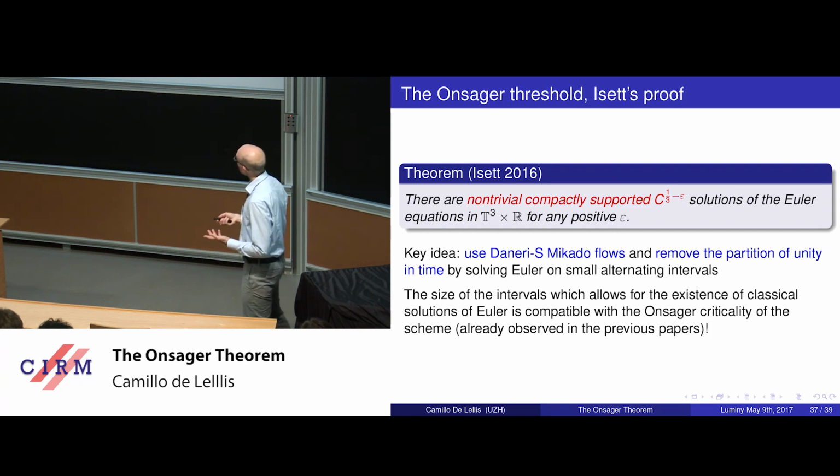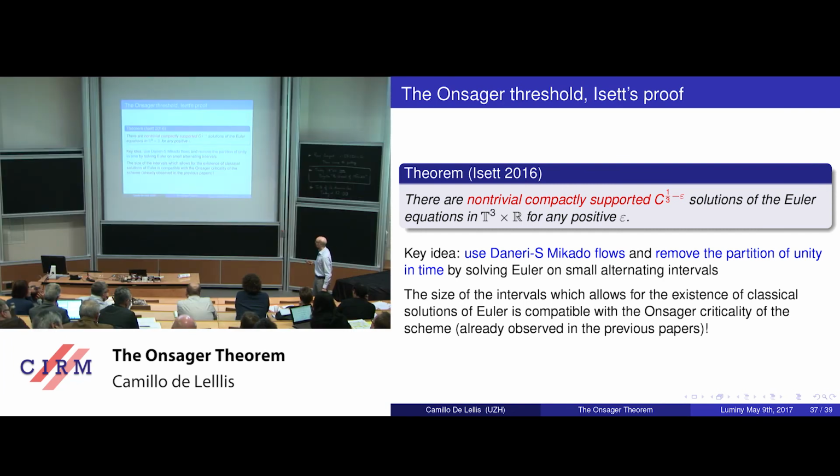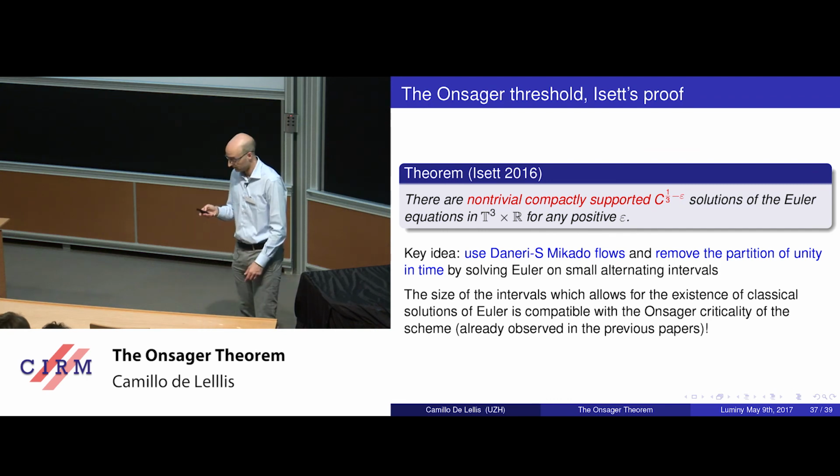And what is actually very nice is that the size of the interval, which is related to the regularity of VQ along the iteration, is exactly compatible with the construction. So the size of the interval which gives you well-posedness of the Euler equation is exactly compatible with the best estimates which lead you to the solution of the Onsager conjecture. And this was noticed previously in the previous papers. It's a remarkable, lucky thing, probably not a coincidence, for which we don't have a deep explanation at the moment.